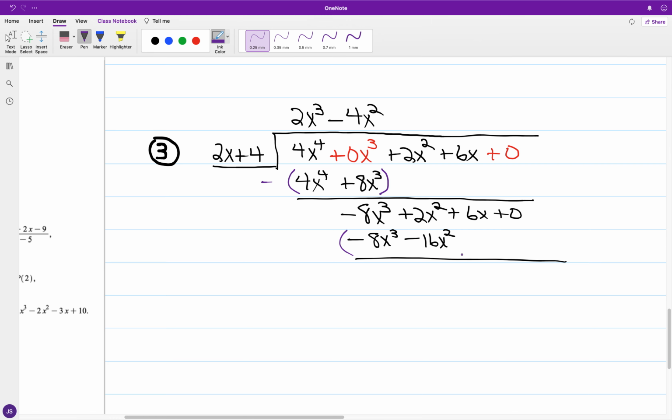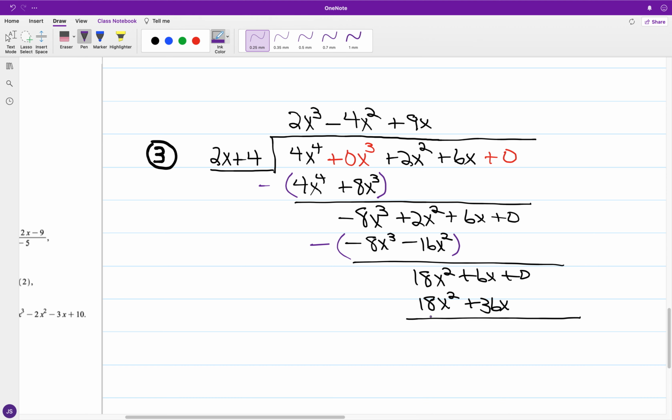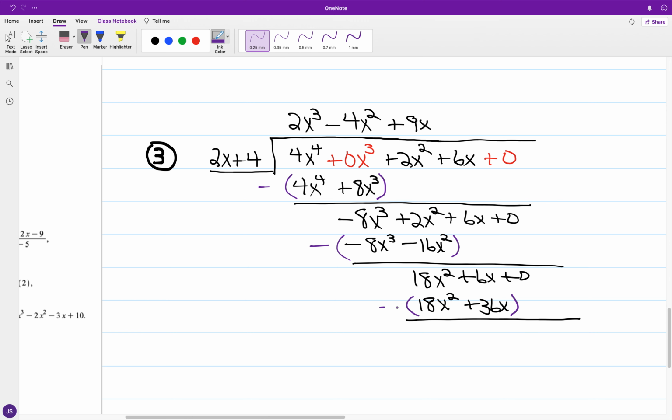And again, applying subtraction. Okay, so we have negative 8x cubed plus 8x cubed will go out. And we have 2x squared plus 16x squared. This will be 18x squared. We have plus 6x plus 0, and then 2x into 18x squared is going to be 9x. Then distributing, we have 18x squared plus 36x. And applying subtraction, okay, so you have 6x minus 36x, so we have negative 30x.